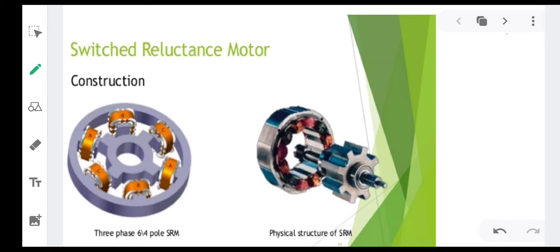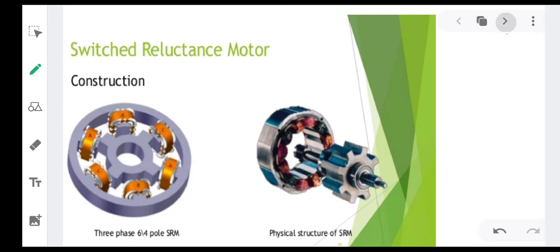Another difference is that there is a position encoder to sense the position of the rotor. That is an additional circuit. According to the output of the position sensor only, the next windings are excited. So these are the major differences in a switch reluctance motor compared to the stepper motor.